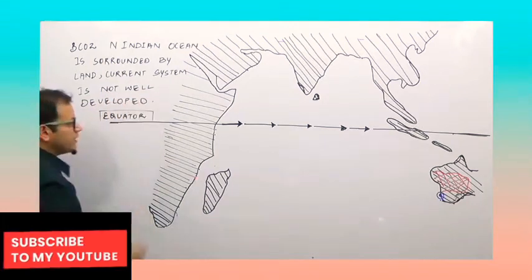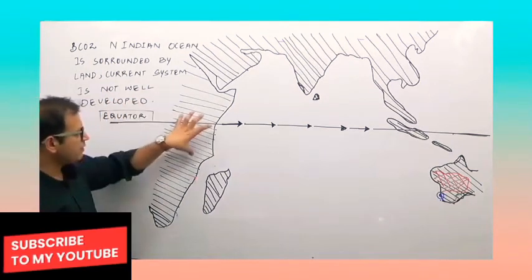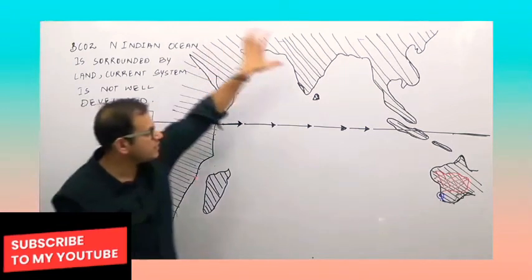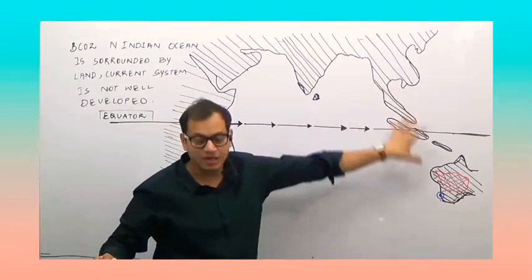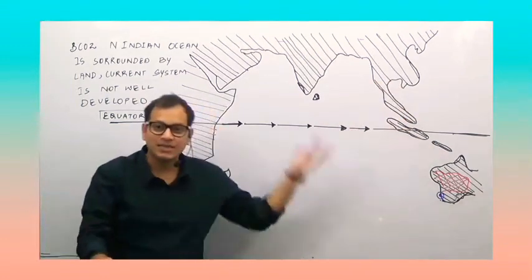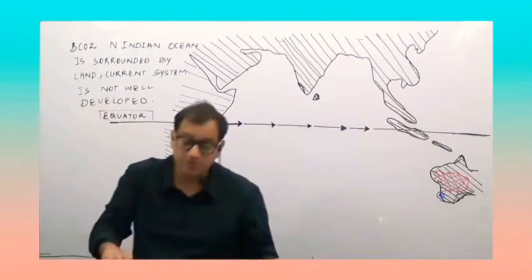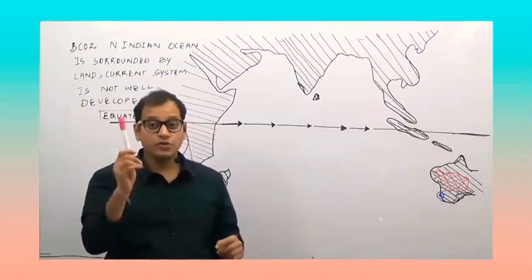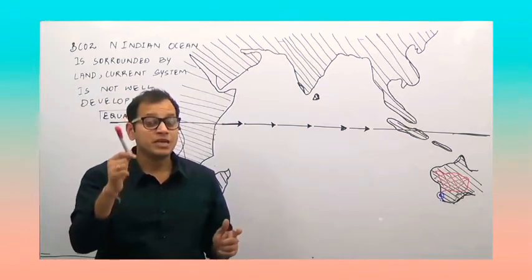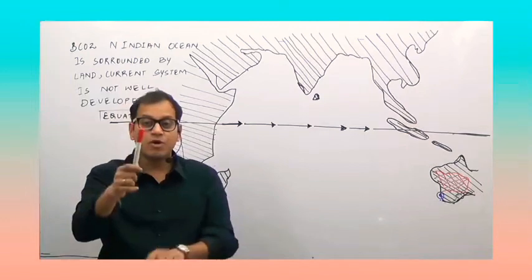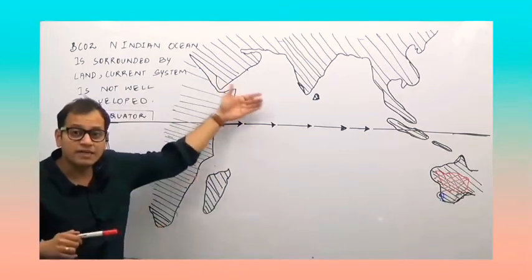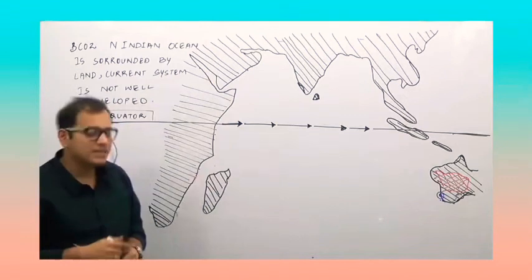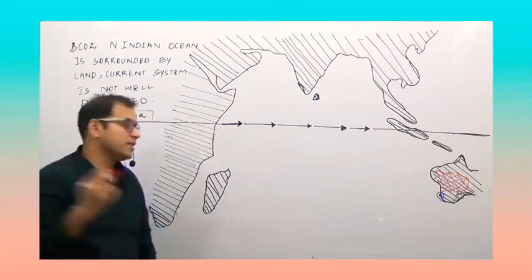So it is not very well developed because it is surrounded by Africa, the Middle East, the Indian subcontinent, and Southeast Asia here. So Java and Sumatra in this region, therefore the current system is not well developed. Now you remember the color codes which I am using. Red stands for warm ocean current, blue stands for cold ocean current. Because it is not well developed in the northern hemisphere, let us study the currents of the southern Indian Ocean.